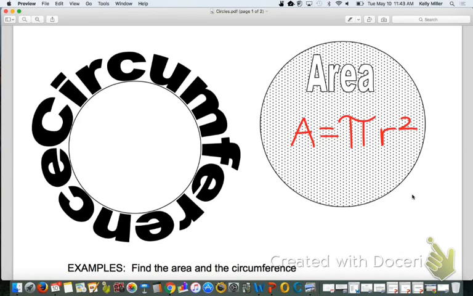So the area of a circle is found by squaring your radius, multiplying by pi. You need to have these formulas memorized for the quiz tomorrow. You're not going to have them in front of you. So really you've got two formulas, circumference and area. And then the back side is just turning into a fraction of it.